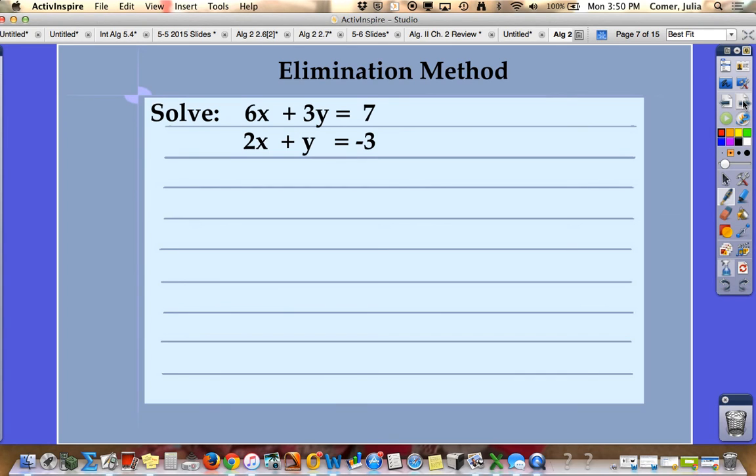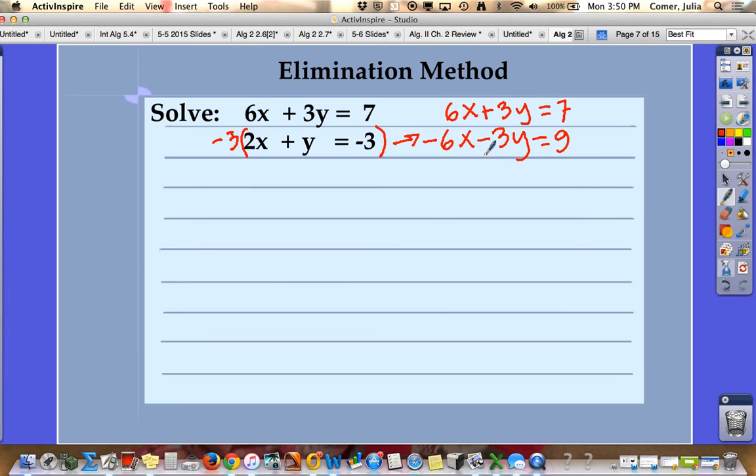Okay. Let's see here. One more here. If I look at this, I've got a 6x plus 3y equals 7, and then a 2x plus y equals a negative 3. So I'm going to multiply that second equation by a negative 3 to see what happens to my variable here. So I'm going to end up with, and I'll write it to the side again, a negative 6x minus 3y equals a positive 9. And the first equation, I have 6x plus 3y equals 7.